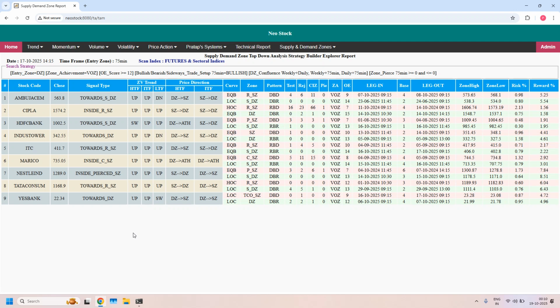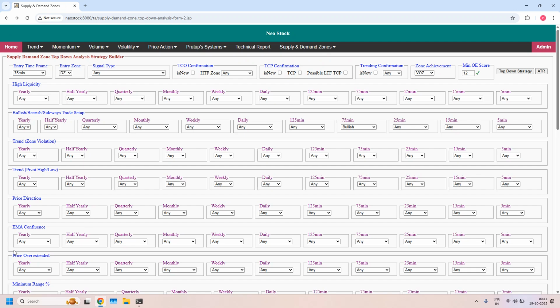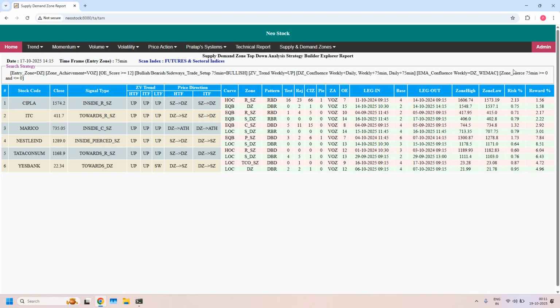In these weekly uptrend stocks, let's verify if weekly demand zone is having weekly EMA confluence, because 75 minutes demand zone overlapped inside the weekly demand zone. So in the EMA confluence at weekly time frame, weekly demand zone having weekly EMA confluence filter enabled. But one stock is sideways, we don't want that stock. So in the weekly trend, we are allowing only stocks having uptrend but not sideways, because it is bullish trade setup. So 6 stocks we got. Out of 8, 6 are filtered.